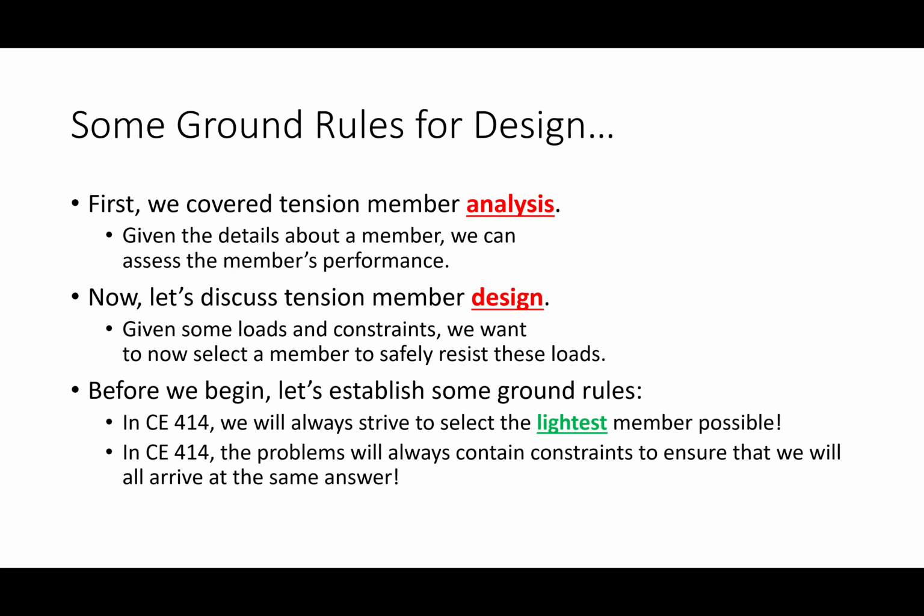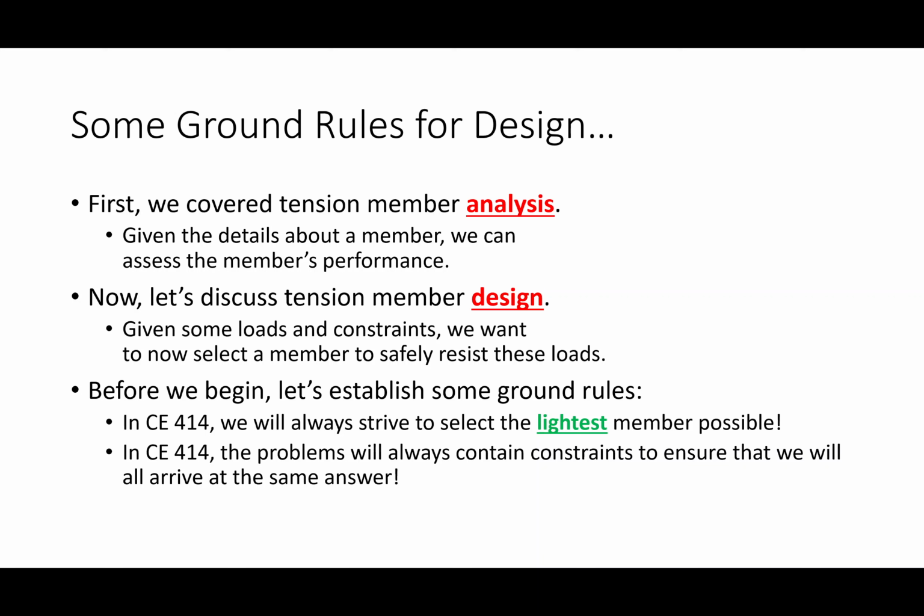Now, when we talk about design, what we're saying is, given some constraints to the problem, given some loads that we need to resist, let's select a member to safely resist those loads. And we're going to set some ground rules in this class. And we talked about this last time, that we're always going to strive to select the lightest member possible. So that's the member with either the smallest area or the smallest second number, if you will, next to the W, if it's like a W12 by 49 or a W12 by 39.